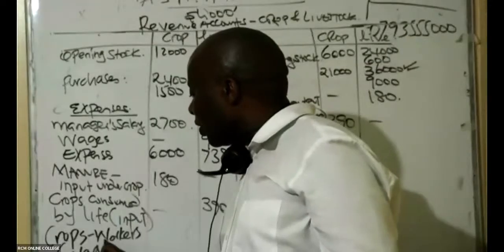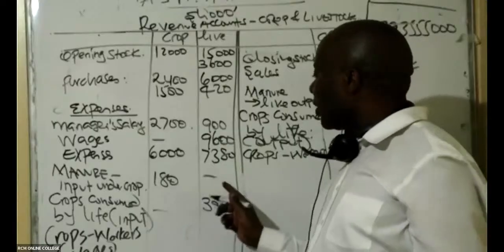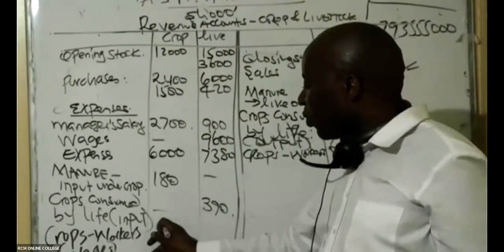These are wages. These are expenses. We shall capture them here. And these crops are worth how much? These crops are worth 600.